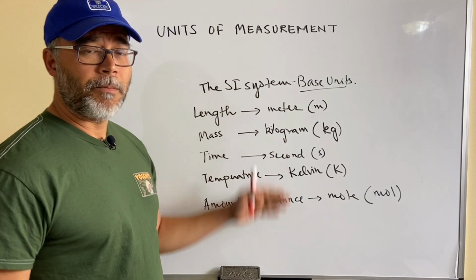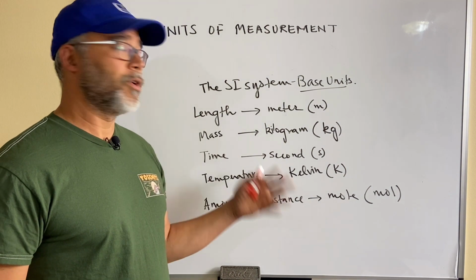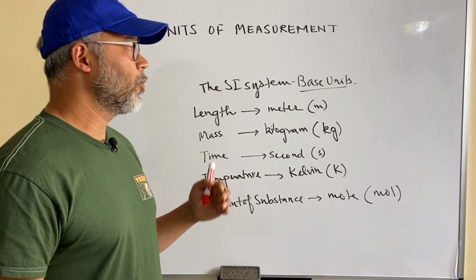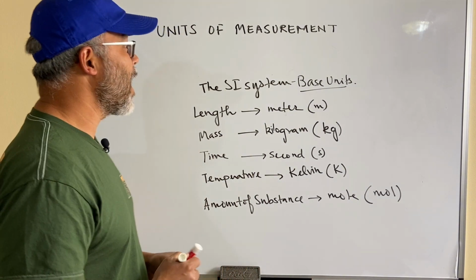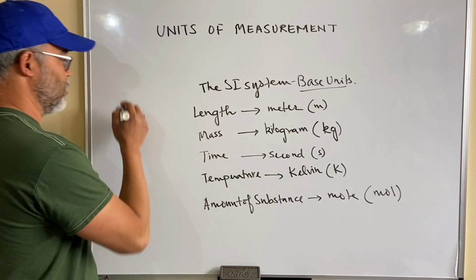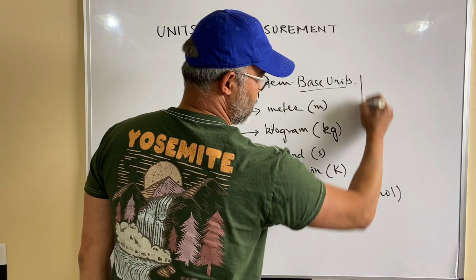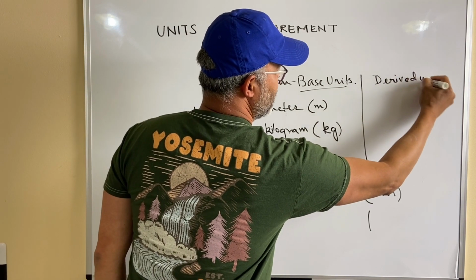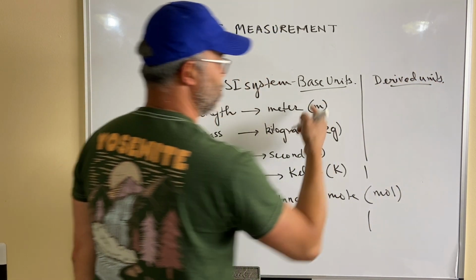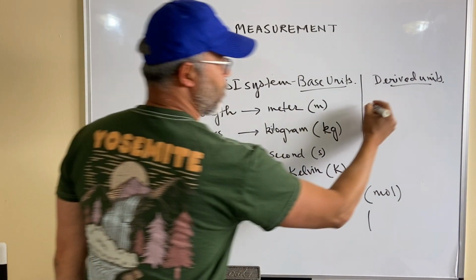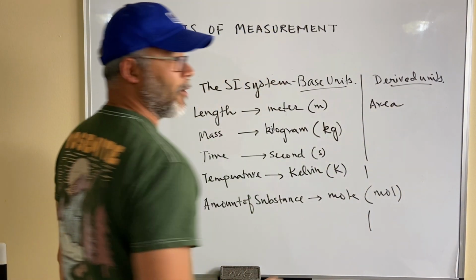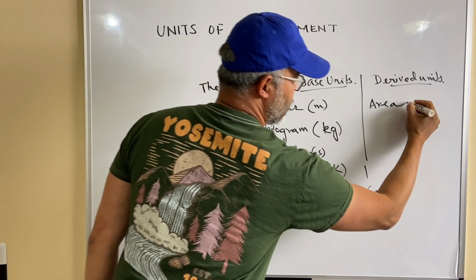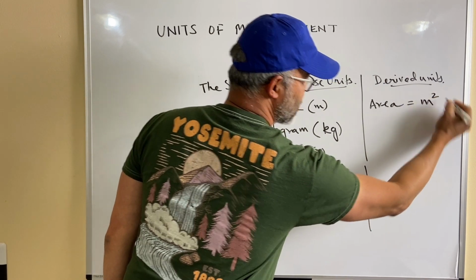Now, these are your base units, and you will see many more units beyond the base units. The base units are like your building blocks for units. So there is another set of units called derived units. I'll write them down here. Just draw a line. Derived units are basically combinations of the base units. For example, if I'm expressing the area of something, that would be meter squared. So it's a combination of 2 lengths, so the unit for area would be meter squared.